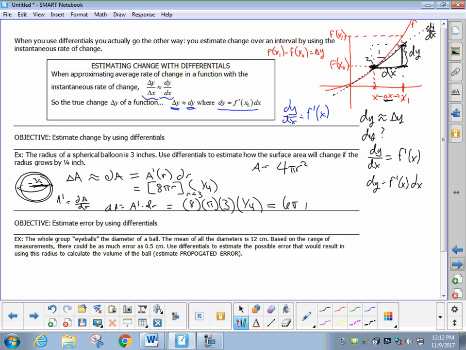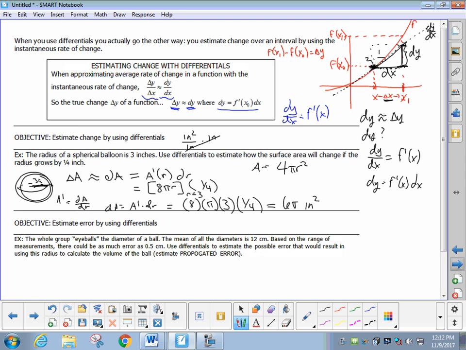Inches squared. Give me one reason why it should be inches squared. Because it's area. Why in here would that make sense? What is A prime? What are A prime's units? Inches squared per inch. And what are dr's units?